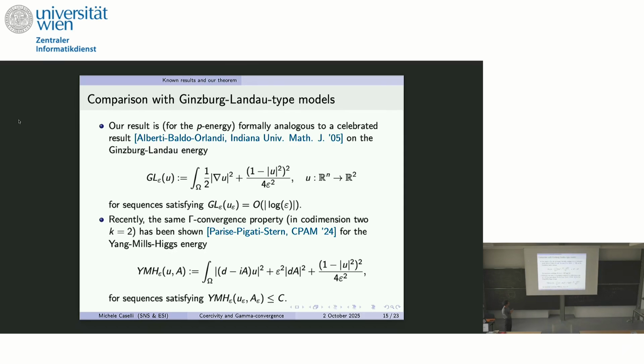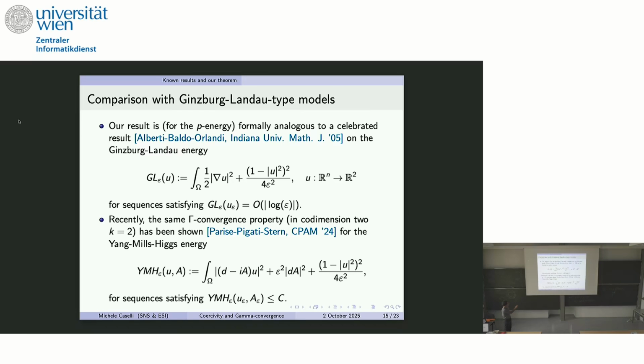And actually, very recently, the same gamma convergence property in codimension 2 has been proved by Parise, Pigati, and Stern for the Yang-Mills-Higgs functional. I don't want to go into the details of this, also because I don't know them very well. But it's a diffuse model for minimal surfaces in codimension 2 that, for many reasons, is the correct parallel of the Allen-Cahn equation instead of the Ginzburg-Landau functional. If you're interested, I can tell you more about this analogy. I'm not sure I will have time.